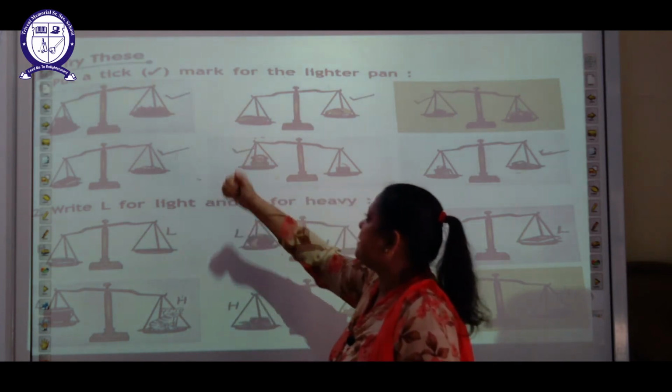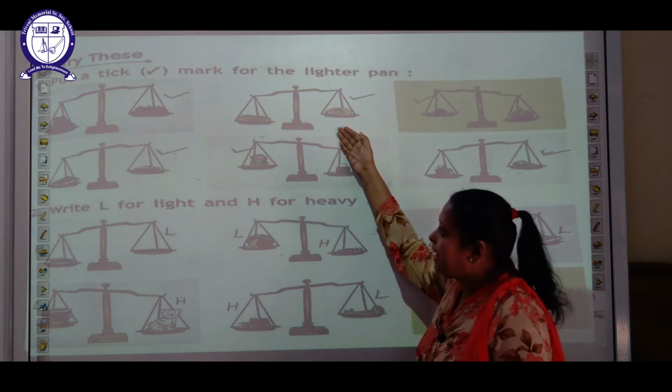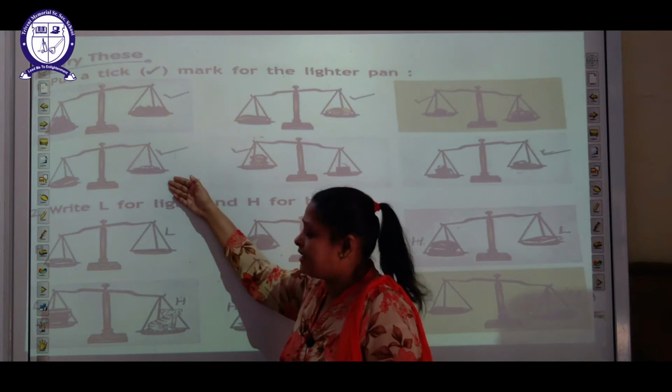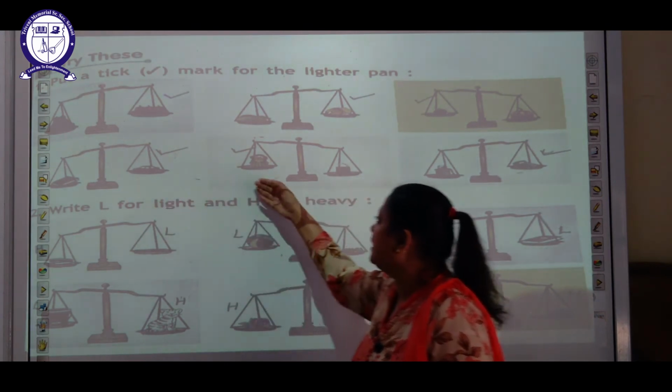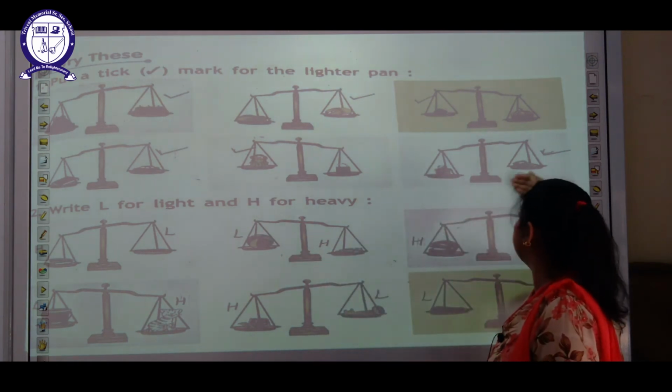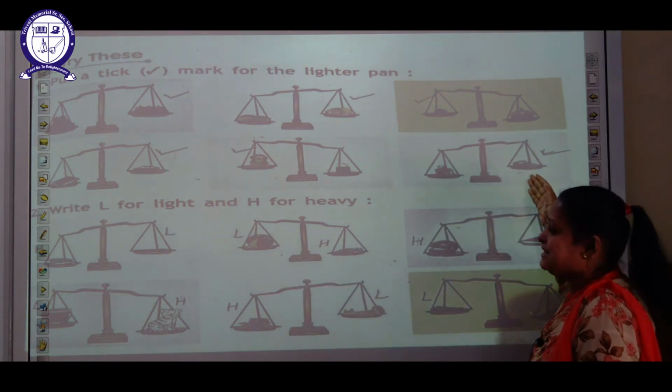This pan is lighter. This is a lighter pan, and this shows it is lighter. Okay, and this also shows it is lighter. This pan, students, moves upward, which shows lighter.